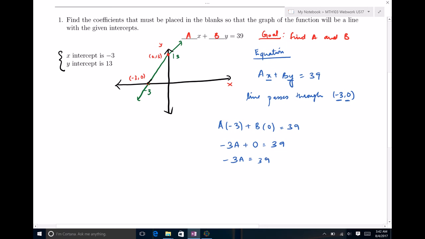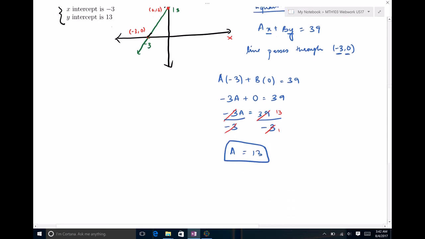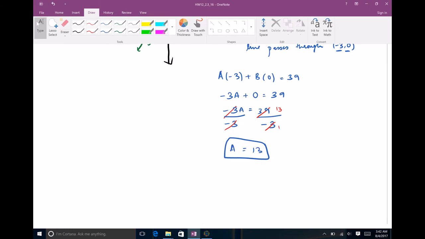And this is great because now we can solve for a by just dividing both sides of the equation by -3. On the left hand side, the -3's cancel. On the right hand side, 3 times 13 is 39, and there's a negative sign over there. So that means a equals 13. Okay, so I have the value of a. Now let's try and find the value of b.